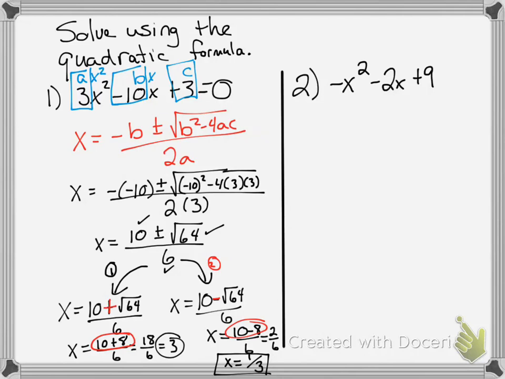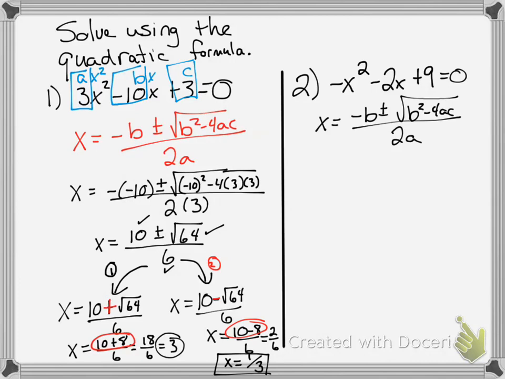So let's look at the second one. We've got negative x squared minus 2x plus 9 is equal to 0. So I'm going to start by copying down my formula. X is equal to negative b plus and minus the square root of b squared minus 4ac divided by 2a. So I'm going to look for my numbers the same way we did earlier.